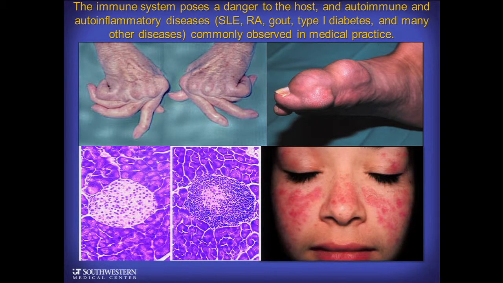The flip side of having an immune system is that it's dangerous. We all can be prey to inflammatory or autoimmune diseases. Once you have this powerful system that attacks microbes, it sometimes is turned against self. And very common diseases like systemic lupus erythematosus at the lower right, or rheumatoid arthritis at the upper left, type 1 diabetes, autoinflammatory diseases like gout, all are caused by immune cells in the end.